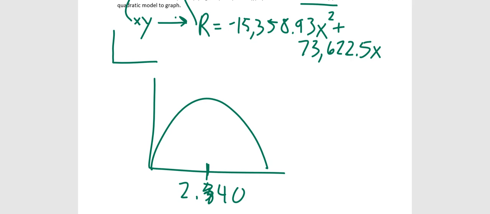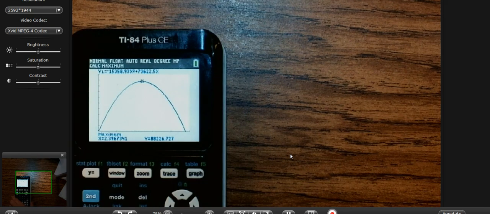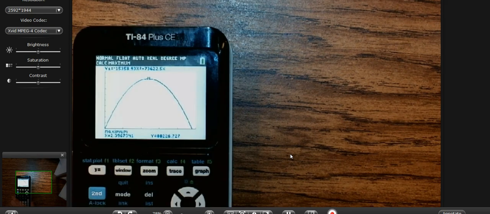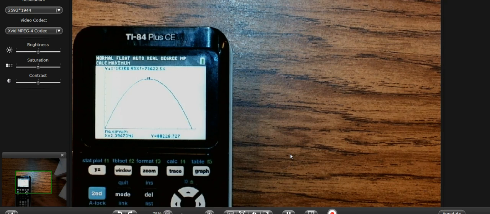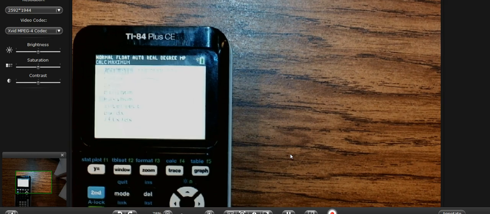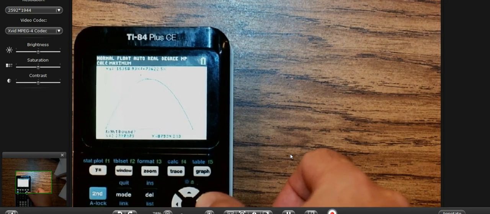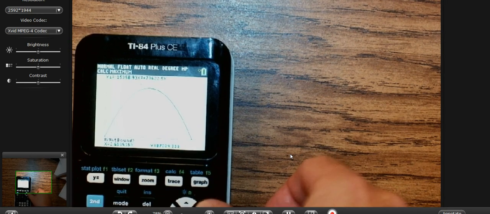We did the calculate here. I'll switch it over to this screen. Do you have that on your screen? Okay. So the suggestion I was given was to use the calculate maximum feature. So second calc, which is right above your trace button. It's asking me for a left bound, so as long as I get on the left side, I can hit the enter button. Then it's asking me for a right bound. As long as I get on the right side, I can hit the enter button.